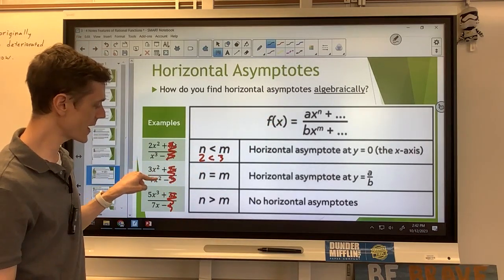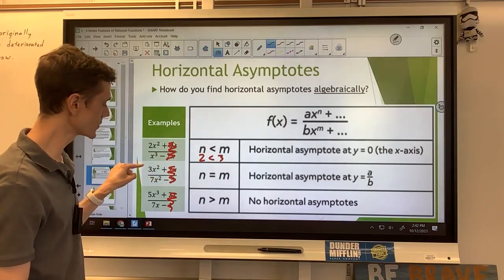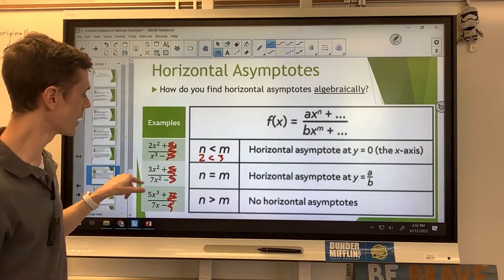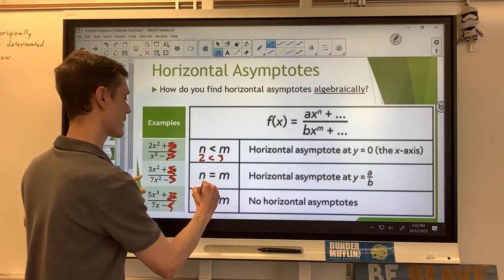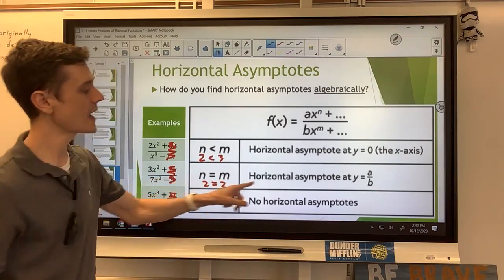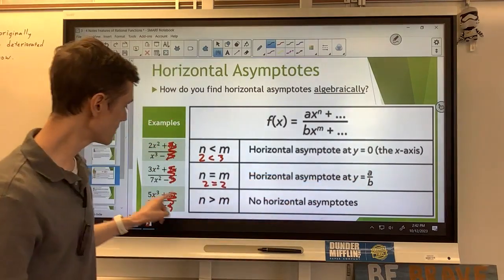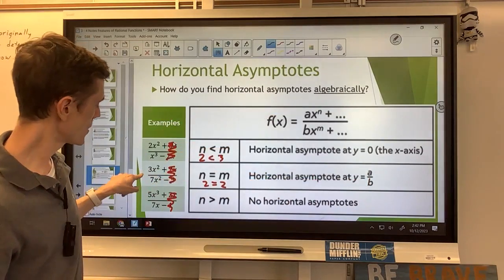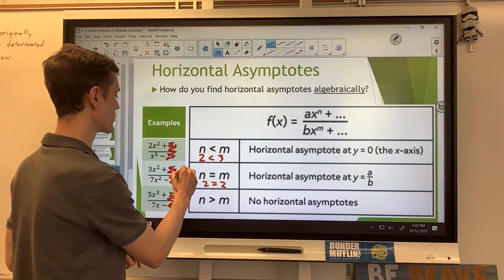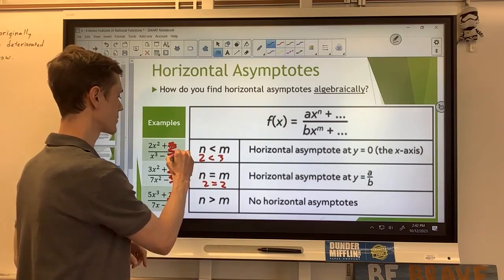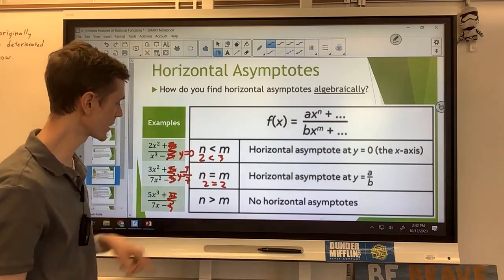When your exponents match on top and bottom for the degree of the polynomials, we actually use the coefficients in front. So in this case, the 3 over 7 part. So my exponents were equal, and that's why this says the horizontal asymptote will be at y equals a over b, where a and b are the coefficients. So for this one, it would be 3 over 7. So the first one was y equals 0. This one's y equals 3/7.